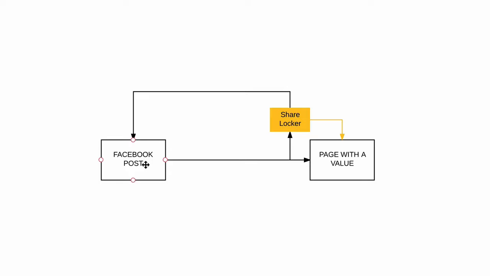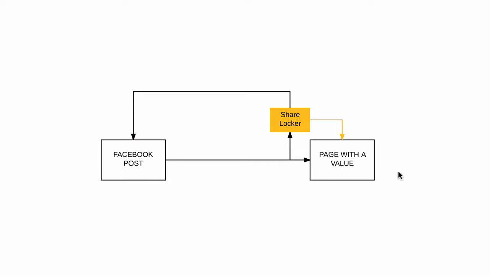So it starts out with a Facebook post. Let's say you share this on Facebook, so people click on the post and they go to the page that you have the value that you want to deliver to them. It can be just about any page and anything that you want to connect. So it's going to be connected. It's going to have the Share Locker on this page.